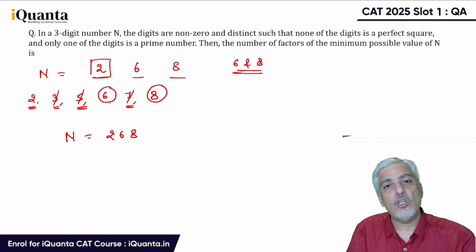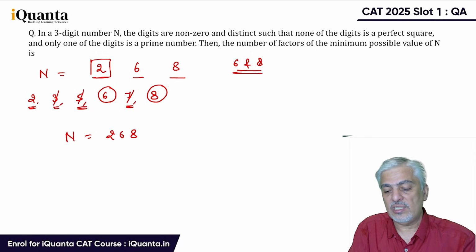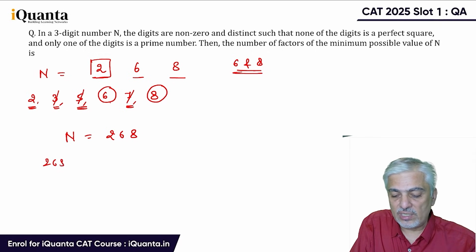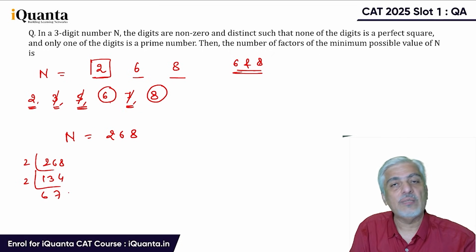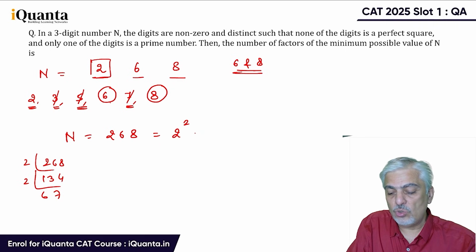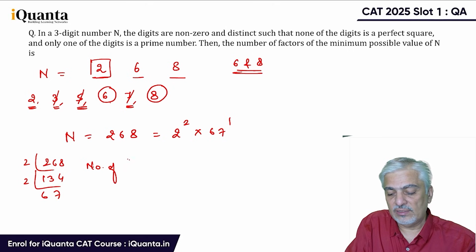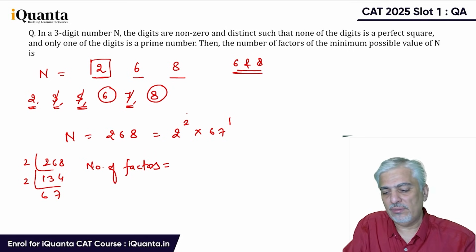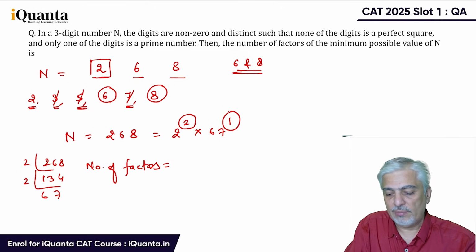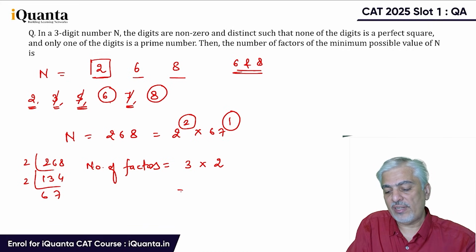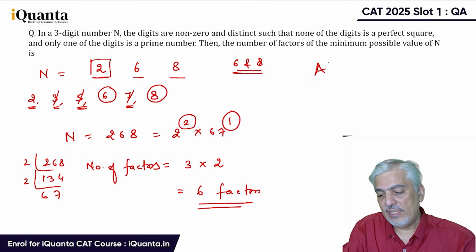After that, it was a very normal sum of finding factors of 268. If I start factorizing, 268 is 2 times 134, then 2 times 67. 67 is a prime number. So n can be written as 2 square into 67 raised to 1. So the number of factors will be, I'm assuming you know the formula, whatever is the power plus 1 into power plus 1. So 2 plus 1, 3, into 1 plus 1, 2. So the number of factors is 3 times 2, 6 factors. I would put it as a level A question.